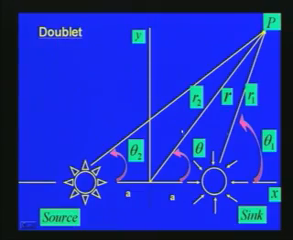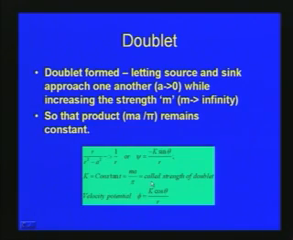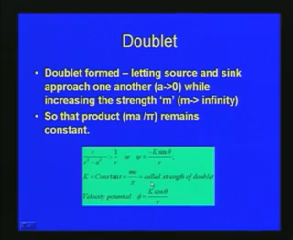Here the source and sink strength m is tending to infinity, becoming large, and a tends to 0, so that they approach the origin. Then we say that a doublet is formed, so that the product m a by pi remains constant. Here m is the strength and a is the distance from the origin to the sink or source as described in the previous figure. So m a by pi remains constant.